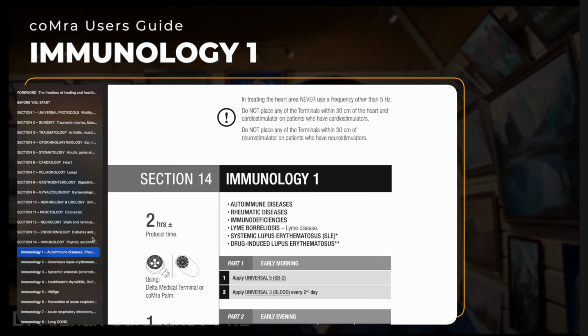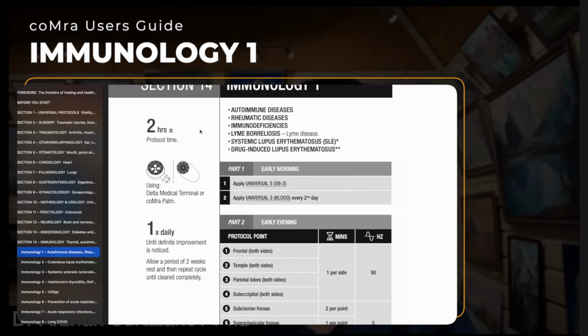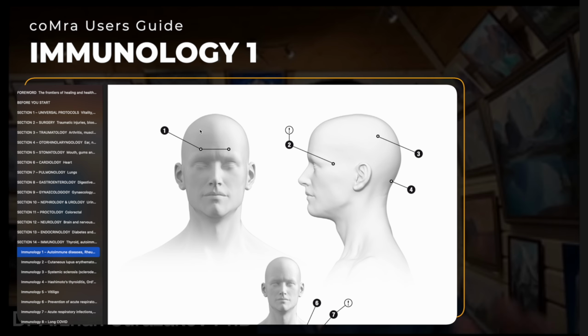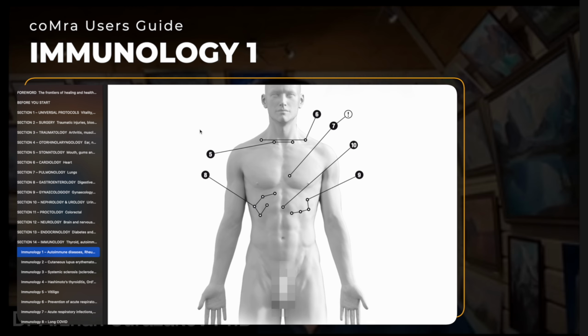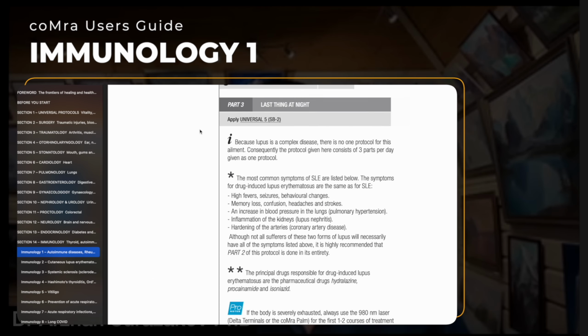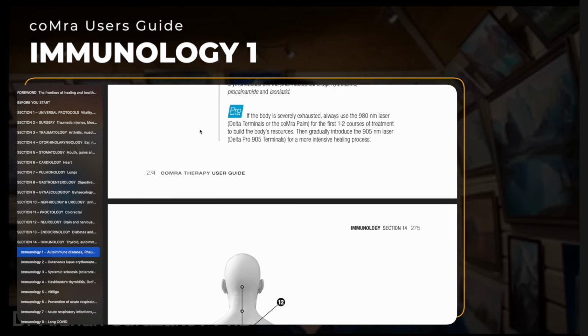So a very good protocol would be Immunology 1. It's a very comprehensive support. Never mind that it's called Immunology. You don't have to have an immunological condition. It simply means it's a very comprehensive protocol where all key systems of the body will be treated.